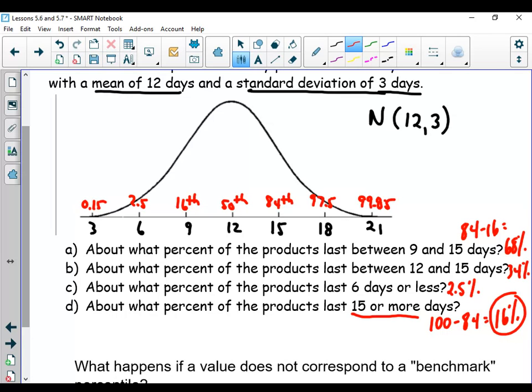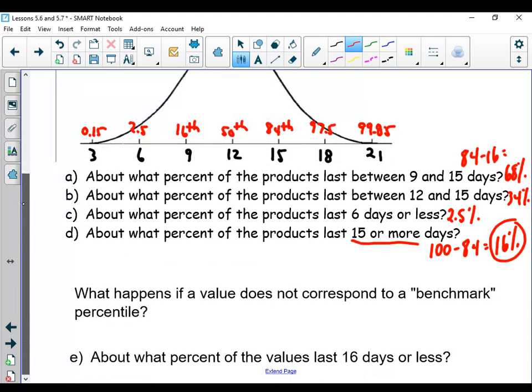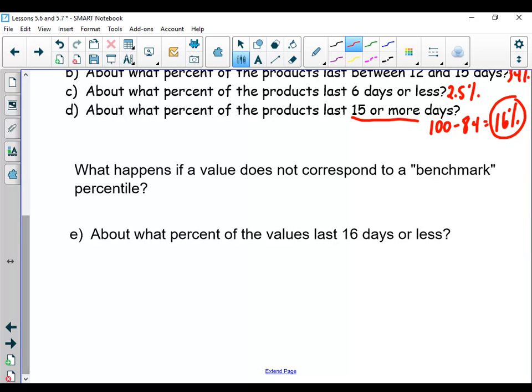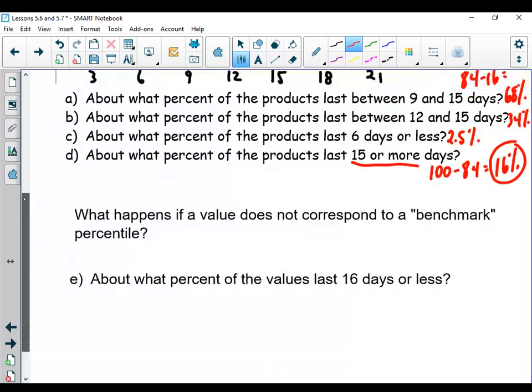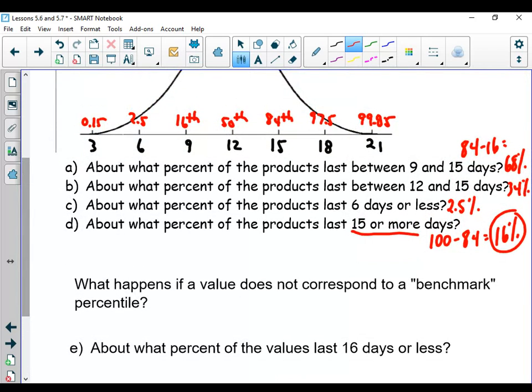Here's kind of the kicker though. All these have been nice and neat values. They've landed right on one of our benchmarks. Well, what happens if it doesn't land on the benchmark? For instance, this question wants to know what percentage of the values last 16 days or less. And I go up here, and I notice 16 is not one of the numbers I wrote down. Well, when that happens, I've got to have another strategy.